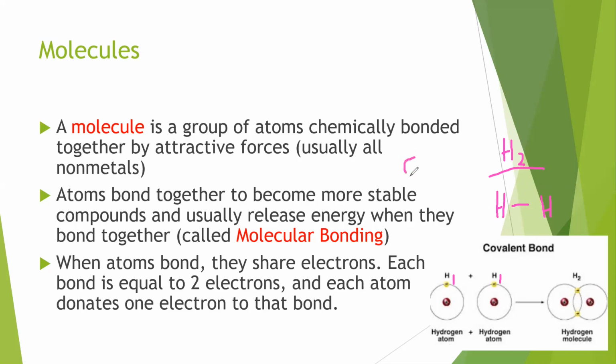Sometimes you can see double bonds like this, and each of these lines is 2 electrons by itself. So there's a total of 4 shared electrons between these 2. And there's also a triple bond where each bond is still 2 electrons, so they share 6 electrons. So you can have multiple different types of bonding.